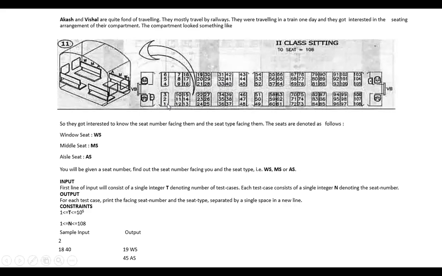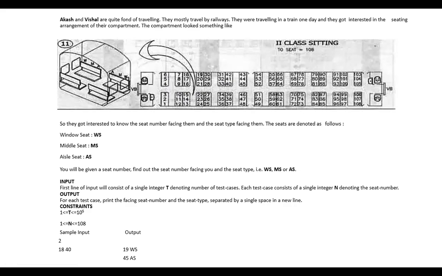So WS is the window seat, like 1 and 6 are the window seats in this particular portion, and 2 and 5 are the middle seats, and 3 and 4 are the aisle seats. So these are the aisle seats in this particular platform. The corner seats are aisle seats. Okay.